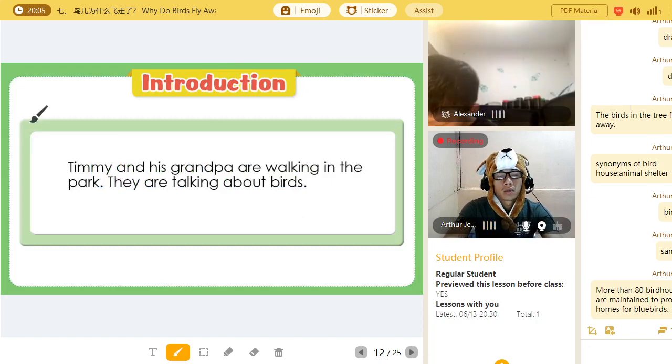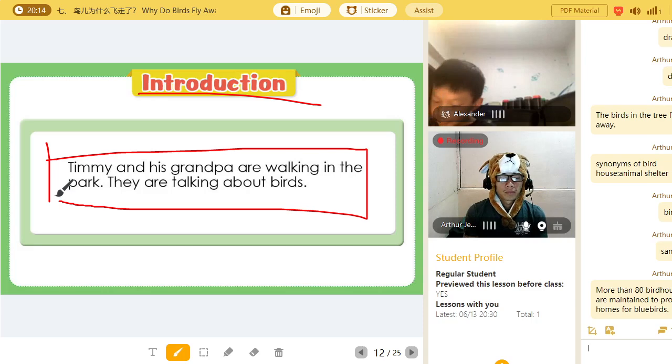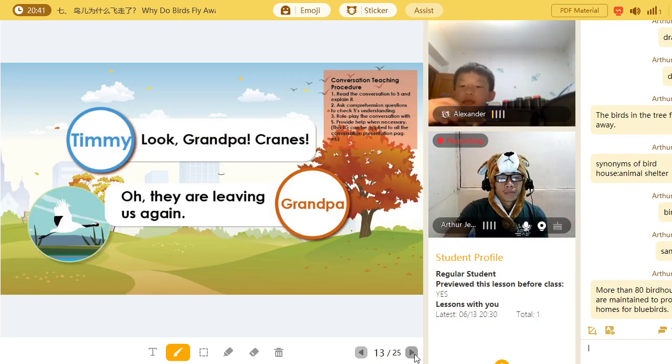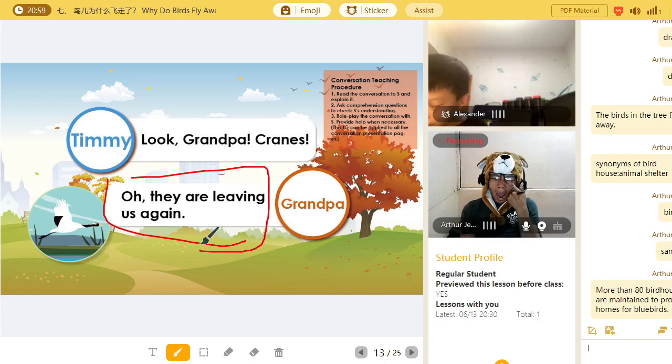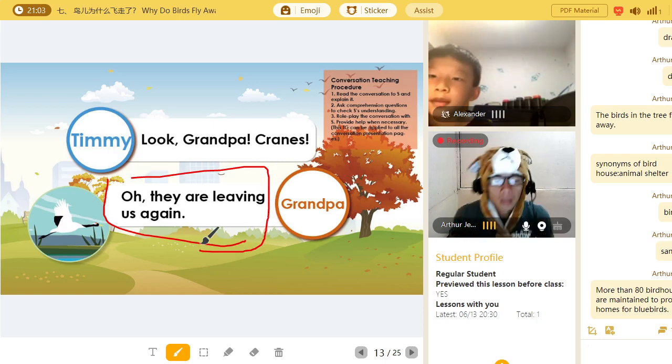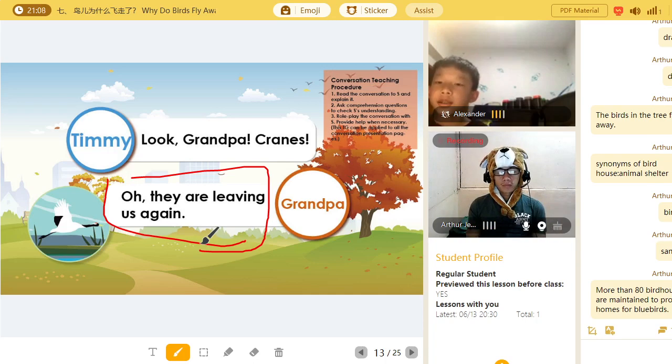All right. Now let's have some introduction. Please read this sentence. He and his grandpa are walking in the park. They are talking about birds. All right, good job. Okay, let's have some dialogue. I will be Timmy and you are Grandpa. Look, Grandpa, cranes. Your turn, Alexander. Oh, they are leaving us again.